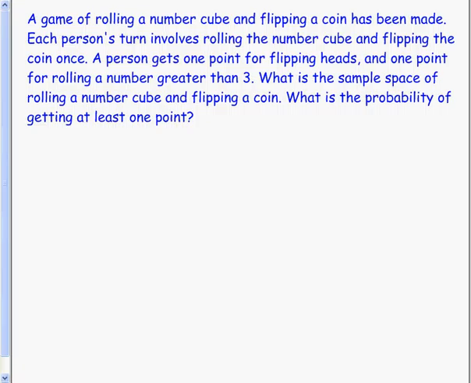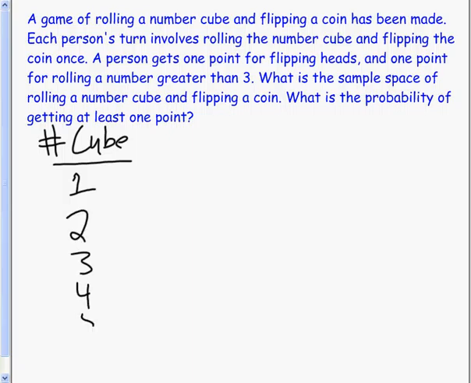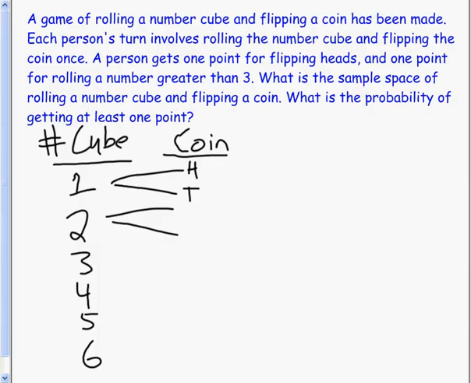So starting off, we are rolling a number cube. So we'll do the number sign in cube. And what options are there on a number cube? A number cube is the same thing as a 6-sided dice. There are many more forms of dice than just 6-sided, so that's why we'll typically use the word number cube. So we have sides with values 1, 2, 3, 4, 5, and 6. Then flipping a coin is going to give us 2 options, right? There are heads and tails. Heads and tails. So again, H for heads, T for tails.